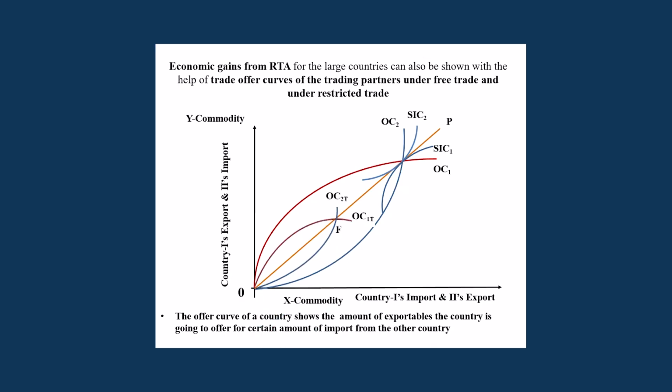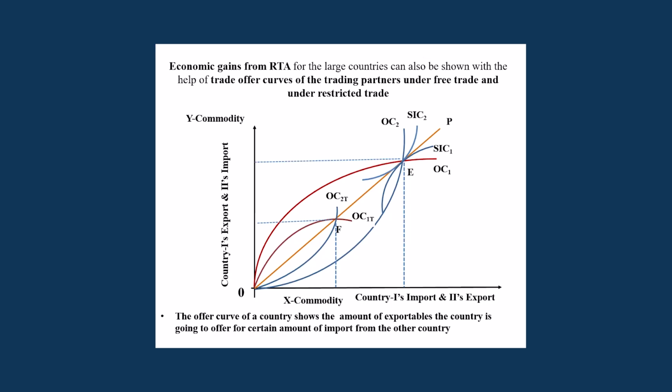Please see how. These are the tariff distorted offer curves, OC1T and OC2T. Now, a part of the import they actually pay to the government as tax. Therefore, for the same amount of export, for example, for country 1's import, a part of what you were sacrificing in terms of your exportable goes to the government. Therefore, if you consider the tariff distorted offer curve, please see the volume of trade, export and import, also declines. Please see at point F, it is less.